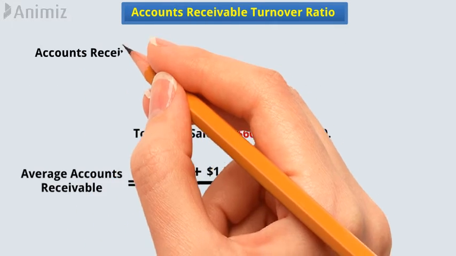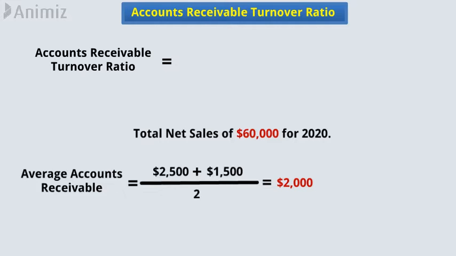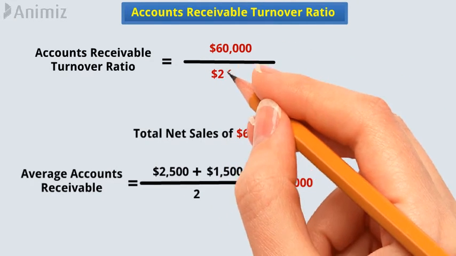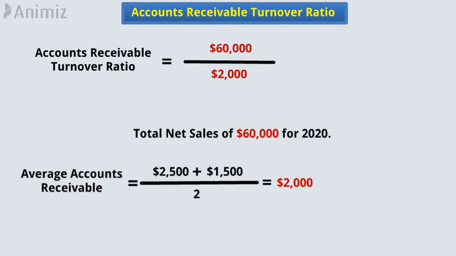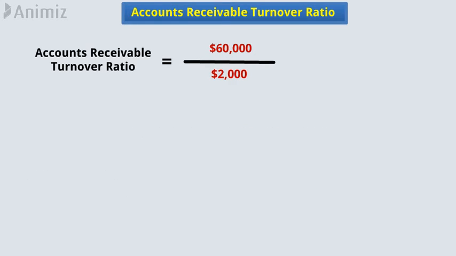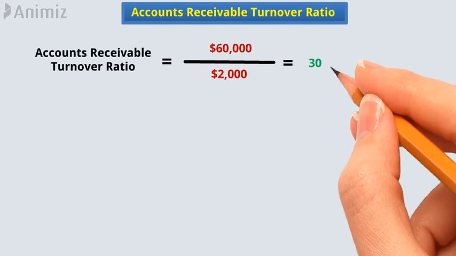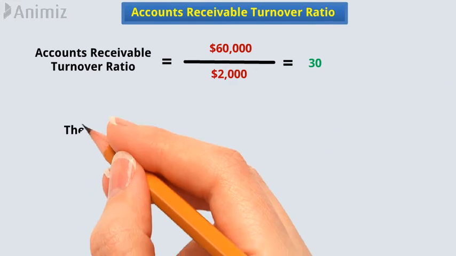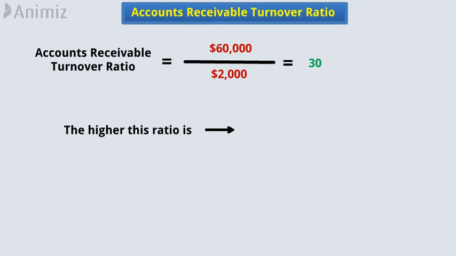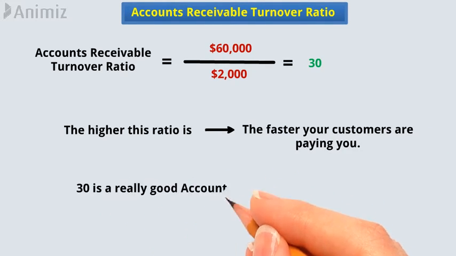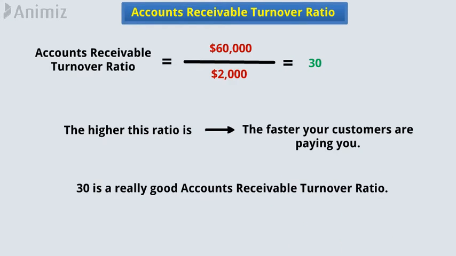To calculate the accounts receivable turnover ratio, we then divide net sales, that is $60,000, by average accounts receivable $2,000. This means XYZ Incorporated has an accounts receivable turnover ratio of 30. The higher this ratio is, the faster your customers are paying you. 30 is a really good accounts receivable turnover ratio.